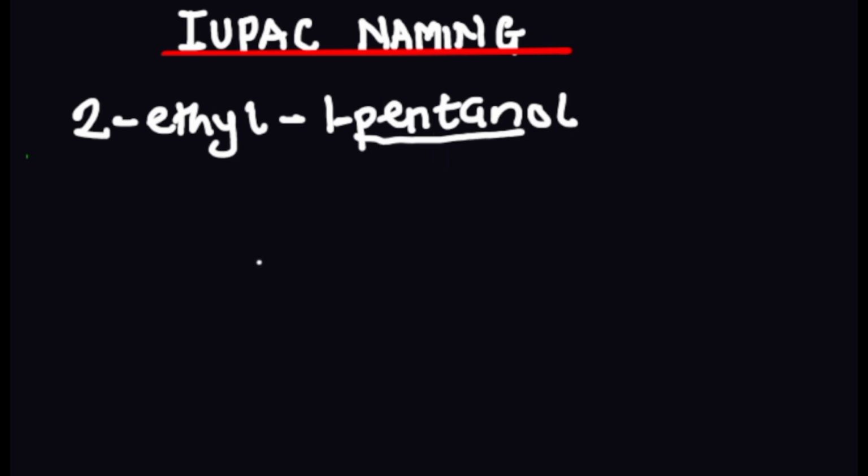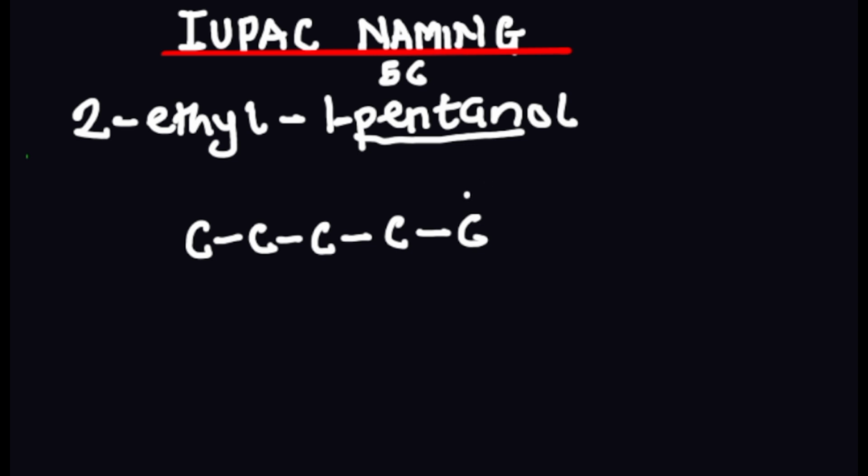That is, the carbons are going to be connected with each other with just a single bond. And since pent represents 5 carbon atoms, we're going to have carbon 1, 2, 3, 4, and 5. Then -ol is basically an alcohol group, so we're going to have OH at position 1. Then 2-ethyl: we're going to have an ethyl group at carbon number 2. This is carbon number 1 and this is carbon number 2.